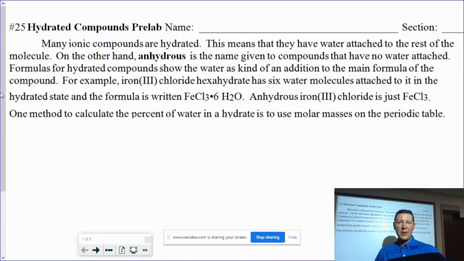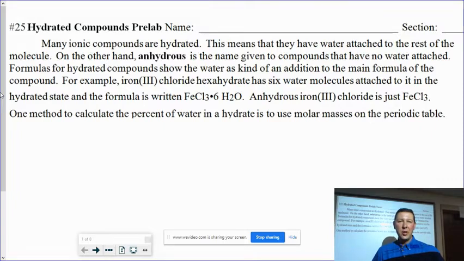It says many ionic compounds are hydrated. Ionic compounds are metal with a non-metal compound. So a lefty on the periodic table with a righty on the periodic table are hydrated. This means they have water attached to the rest of the molecule. So being hydrated means there's water locked up inside that ionic compound. On the other hand, anhydrous is the name given to compounds that have no water attached. Anhydrous might be thought of as like dehydrated.